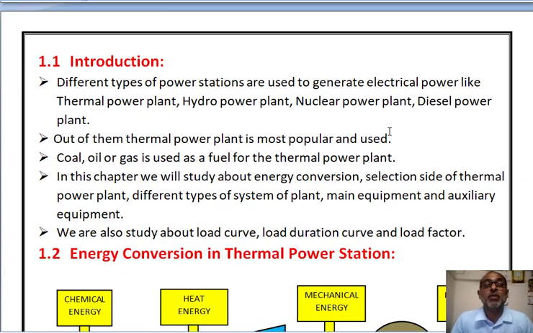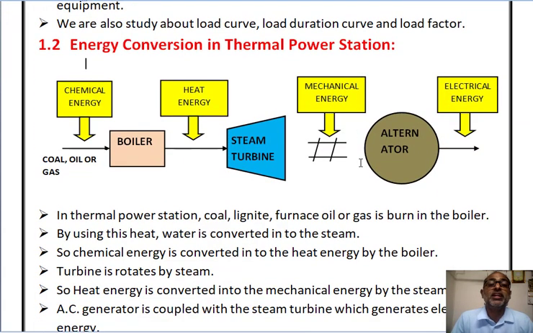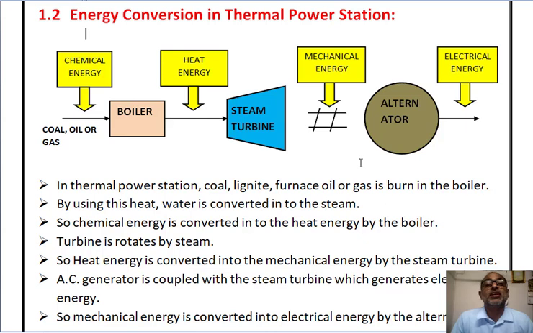Also we will study the selection site of the thermal power plant, the different types of systems used in the plant, and the main equipment and auxiliary equipment used in the power plant. In this chapter we will also study load curves, load duration curves and the load factor. First let us see the energy conversion in a thermal power station.